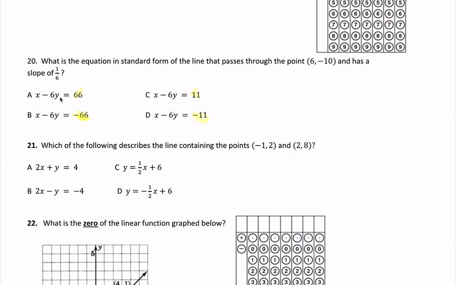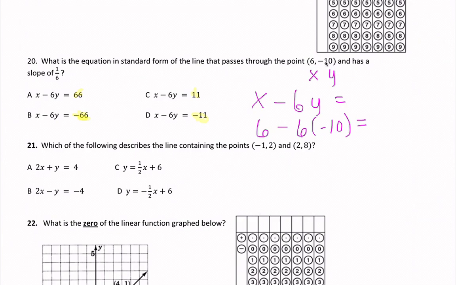Okay, so on this problem, I see that it gives me a point. Well, I know a point is an x comma y value. And they all start with x minus 6y equals, so is it equal to 66, -66, 11, or -11? So what I'm going to do is replace x with the x from my point. I'm going to take this x out and replace it with 6. Minus 6, and I'm going to take out this y and replace it with the y from the point, which is -10.